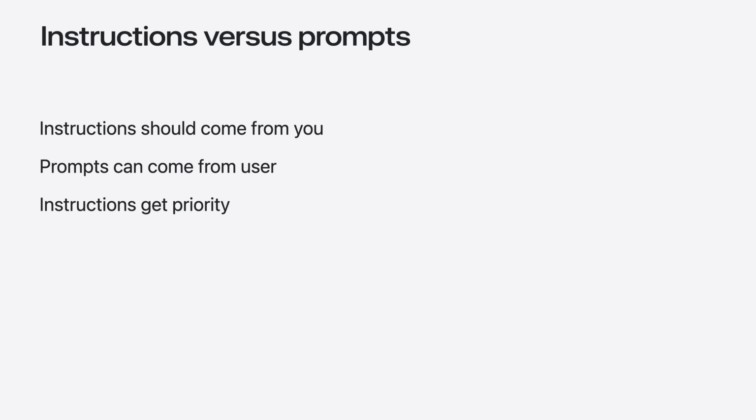Instructions can be used to define a persona, set rules, and specify the desired format for the response. This should come from the developer. Prompts, on the other hand, can come from someone using the app. The model is trained to obey instructions over prompts, and this can help protect against prompt injection attacks, where the user may ask the model to ignore guidance provided in the prompt.